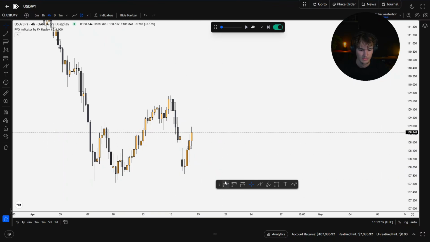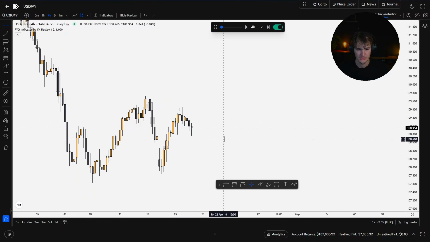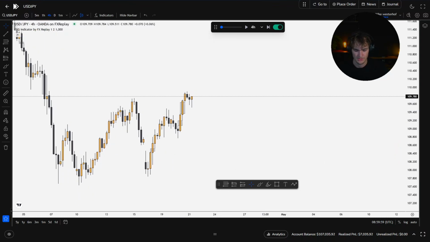So, by the way, guys, there's a valid trade over here. The only thing I'm missing right now is a fair value gap. So that's why I'm not taking this trade. There is a small one here. I missed that, but that would have been a valid trade too. I just didn't see that fair value gap, to be honest with you.